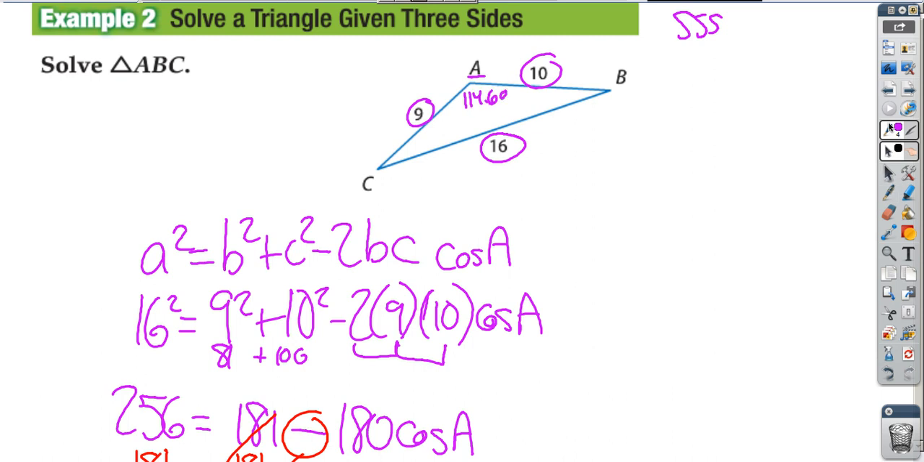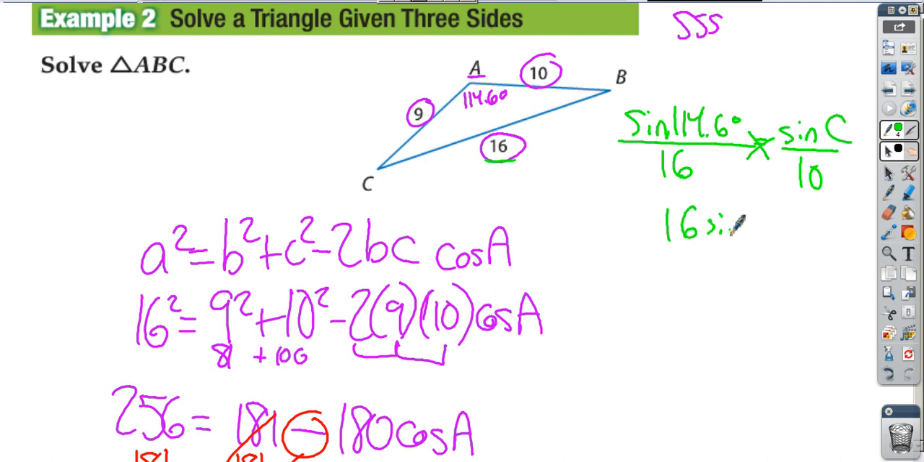Now we can use the law of sines, which we were not able to do before. And you can test it. If you try to set up the law of sines originally, you'd end up with two variables, which we can't have. Now we can do this. So sine 114.6 over 16 equals, it doesn't matter which side we choose. Let's just choose the C side. So sine of C over 10. We will cross multiply. And you're going to get this right here, equals 10 sine 114.6 degrees.